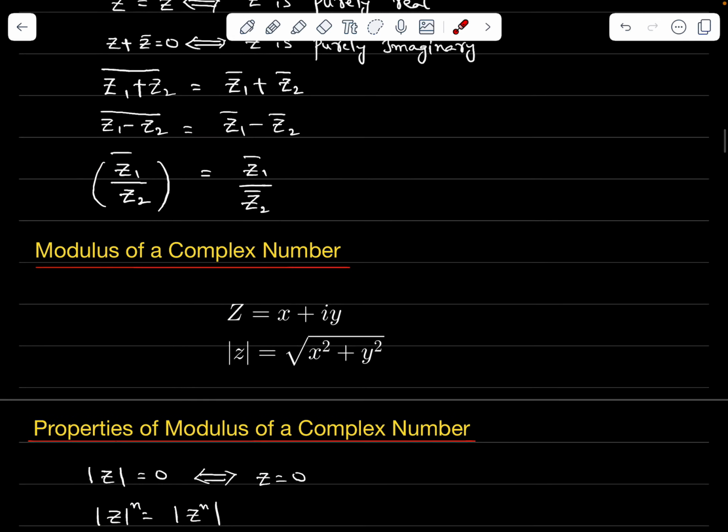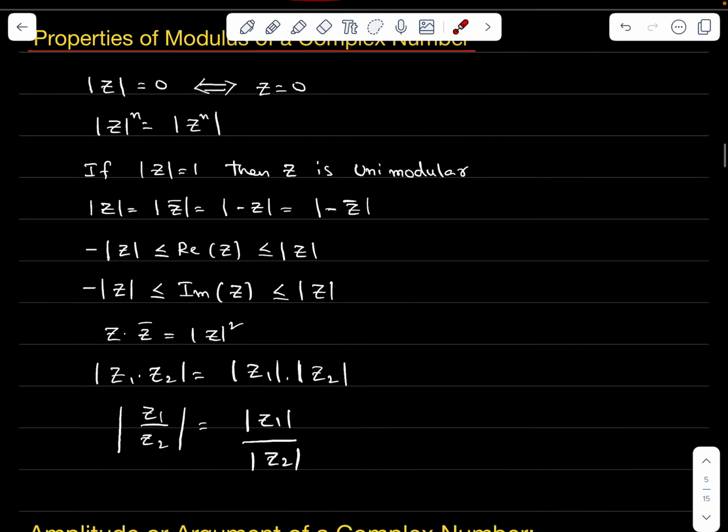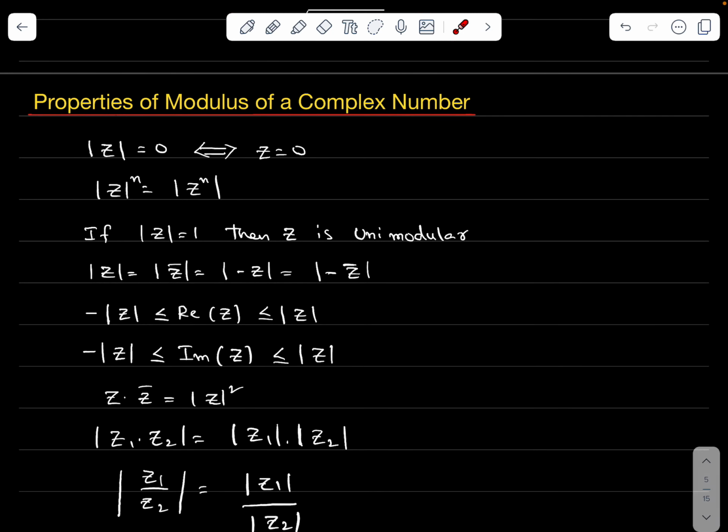Modulus of a complex number. z is equal to x plus iy, then mod z is equal to root over x square plus y square. Properties of modulus of a complex number. Mod z is equal to 0, then z is equal to 0. Mod z whole power n is equal to mod z power n. If mod z is equal to 1, then z is unimodular. Mod z is equal to mod z bar is equal to mod of minus z is equal to mod of minus z bar. Okay, you can note these formulas also.